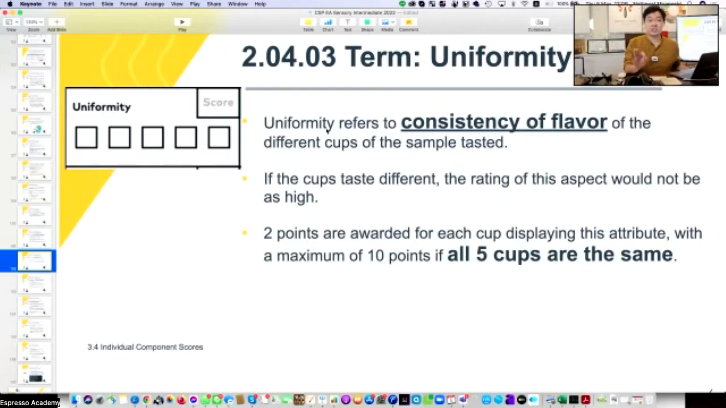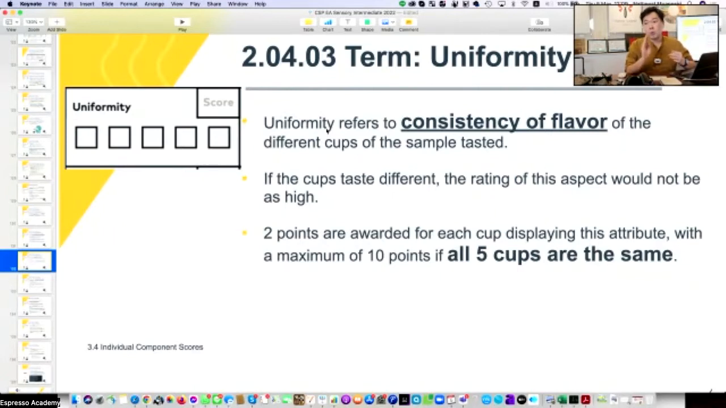Uniformity is just consistency of flavor. They want it to be the same. When I do competition, barista competition, brewing competition, I had to remove a lot of coffee that looked different, like peaberries, which tend to be more floral than the rest, taste better than the rest. I had to remove that, even though it tastes good. But if it tastes good only on those two cups, I get deducted 2 points or 4 points, which is not good because it's not uniform.